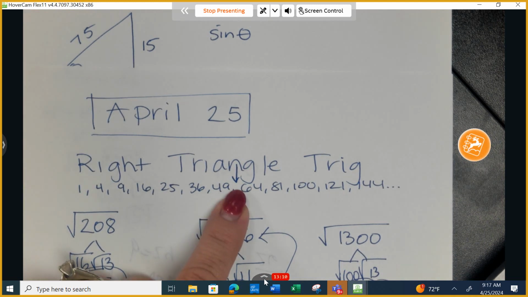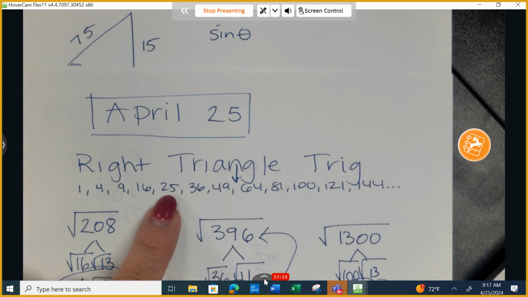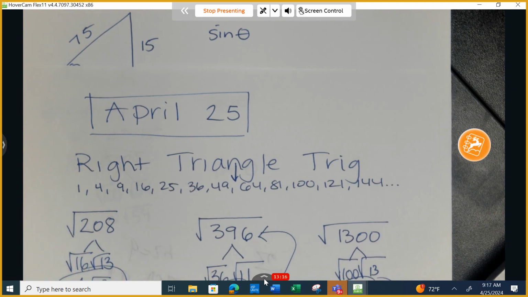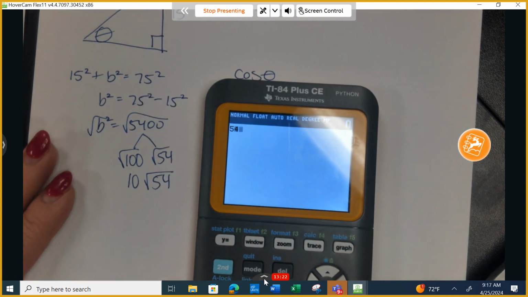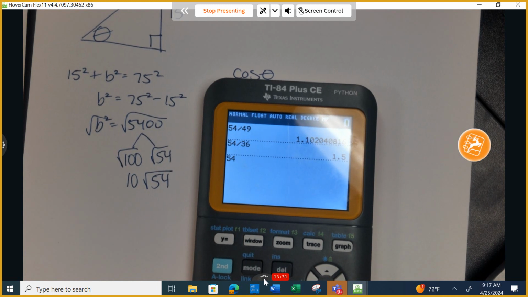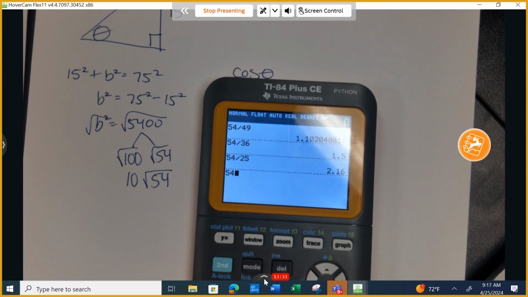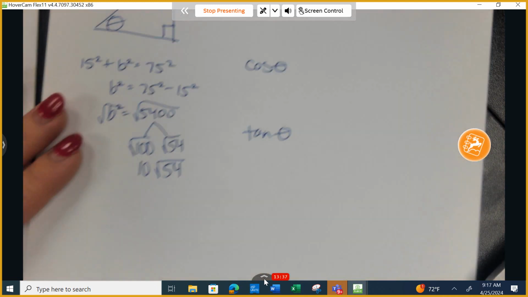Do me a favor. Please take 54 divided by 49, divided by 36, 25, 16, 9, and 4, and see if any of those are able to reduce the square root of 54. Did I hear somebody say that 9 works? Is that correct? And if you have strong multiplication skills, that already probably would have popped into your head. And we can see 9 works, so let's break it down.